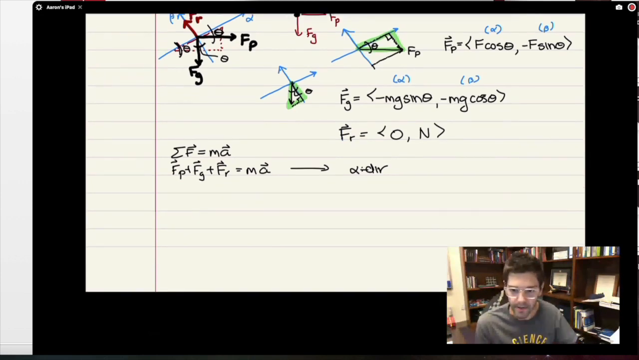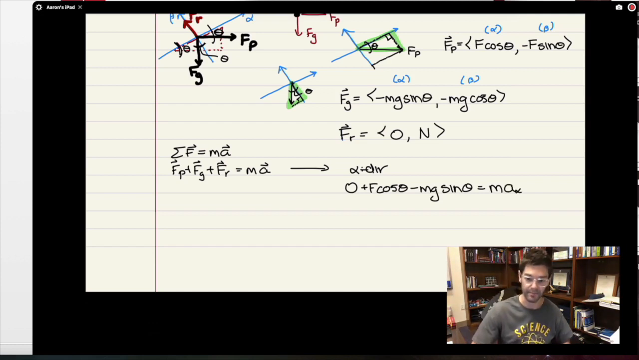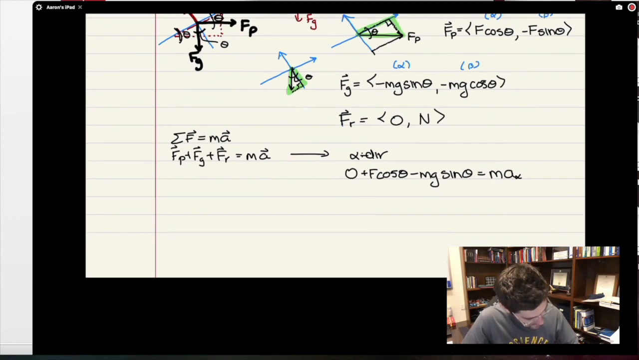In which case then, I'm ready to introduce pluses and minuses. So I look at just the first components of all my vectors. So I got a 0. Looks like I got a plus F cosine theta. And I got a minus mg sine theta. Equals the mass of the box times the acceleration of the box up the ramp. Or I could say that the acceleration up the ramp is F divided by m cosine theta minus g sine theta.